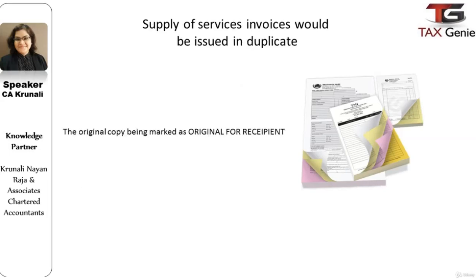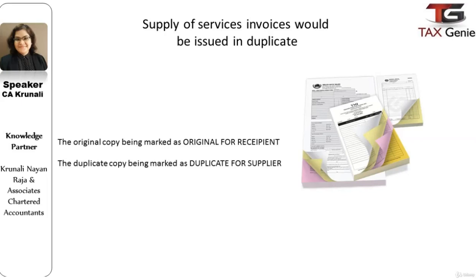Let us discuss the manner of invoicing for supply of services. As per the rule, the invoices to be issued for supply of services should be made in duplicate. The original copy should be marked as original for the recipient, and the duplicate copy should be marked as duplicate for the supplier.